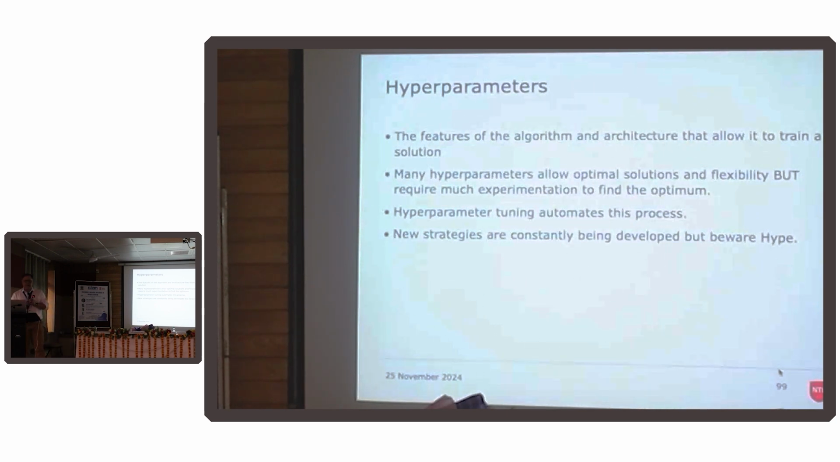Now, there are new strategies, new approaches coming out all the time, particularly for deep learning and neural networks, because they're a popular subject. But we have to beware. There's a lot of hype around some things. So something can be the best thing at the moment, because a lot of people believe it to be so, but then suddenly something new comes out and it's not.